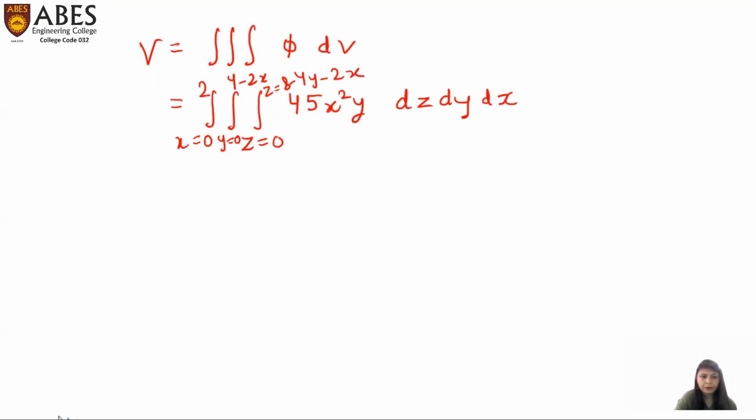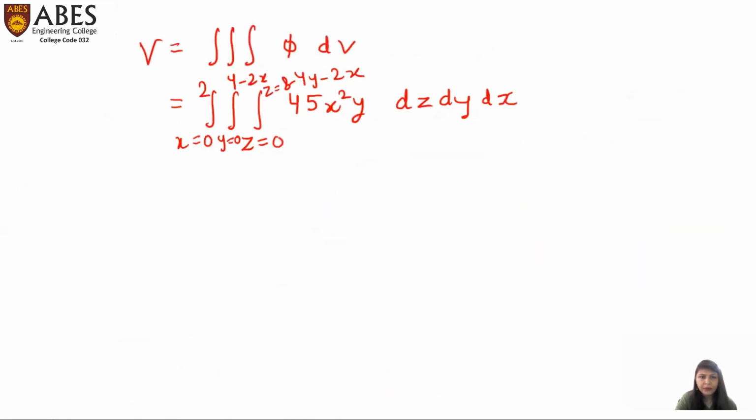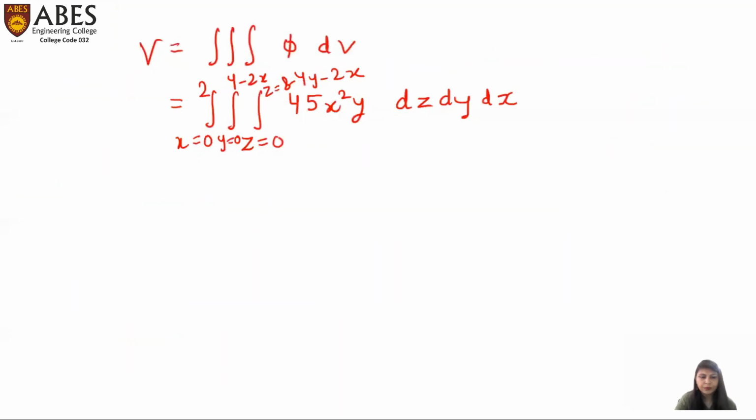Okay. We can check also from the previous slide. Yes, 8 minus 4x minus 2y. The range of y equals 0 to 4 minus 2x, correct? And the range of x equals 0 to 2. So now we can solve this integration.